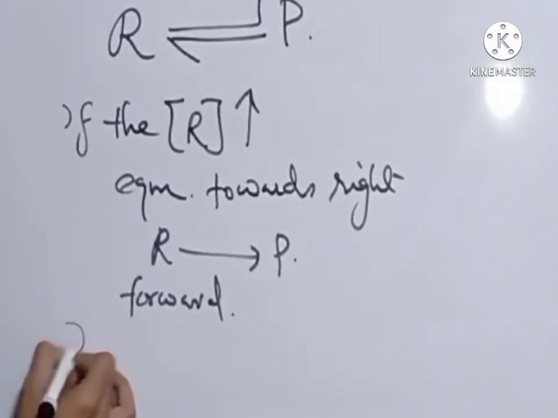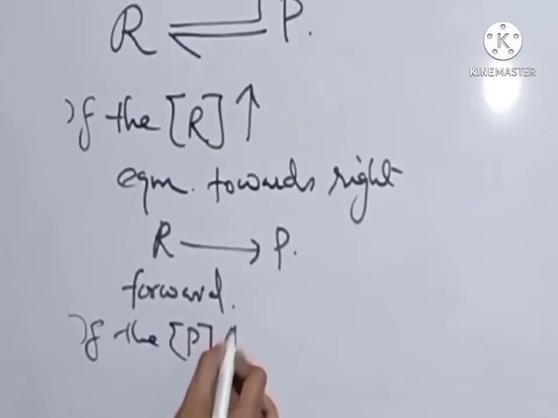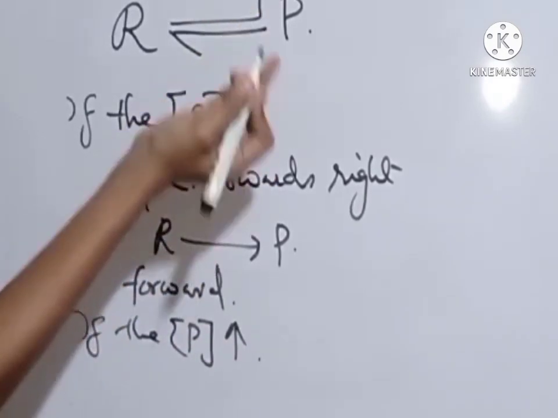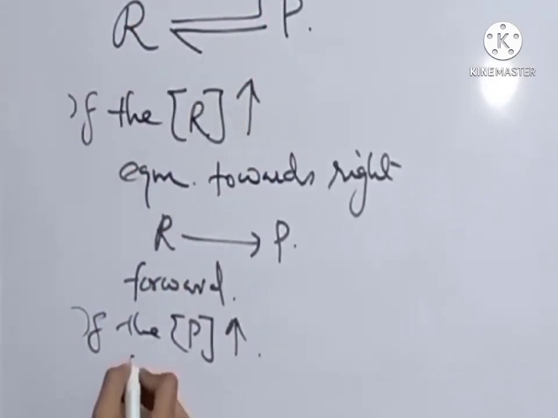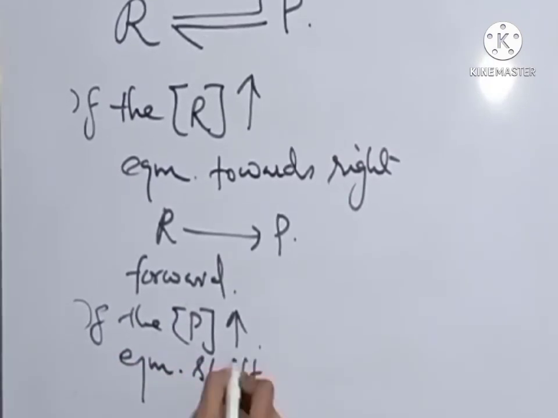On the other hand, if the concentration of product increases, then the equilibrium shifts backwards.